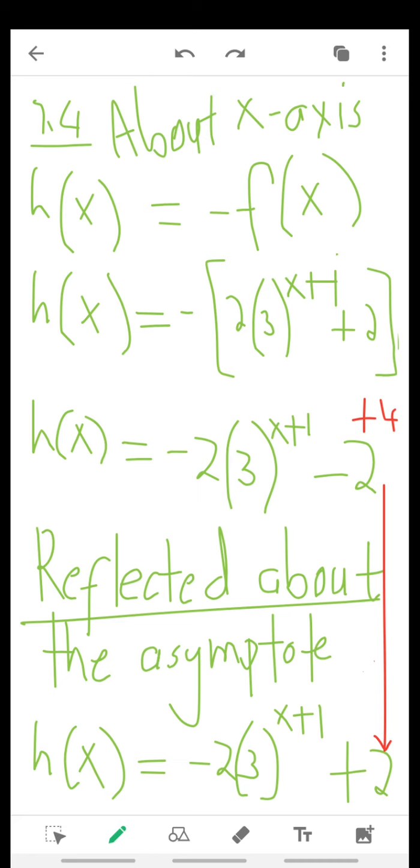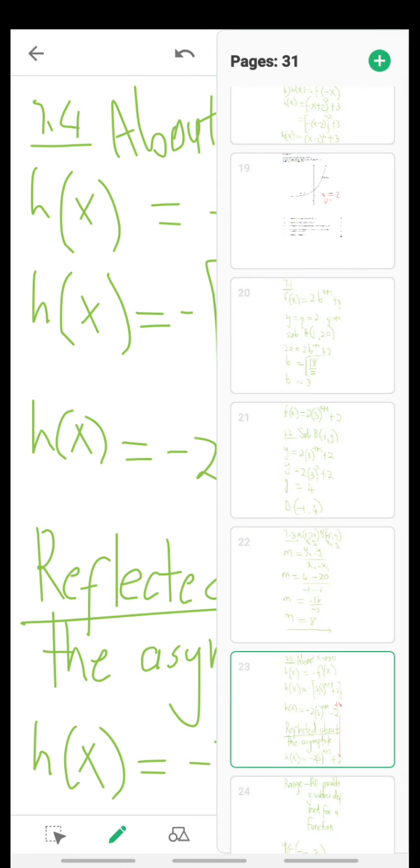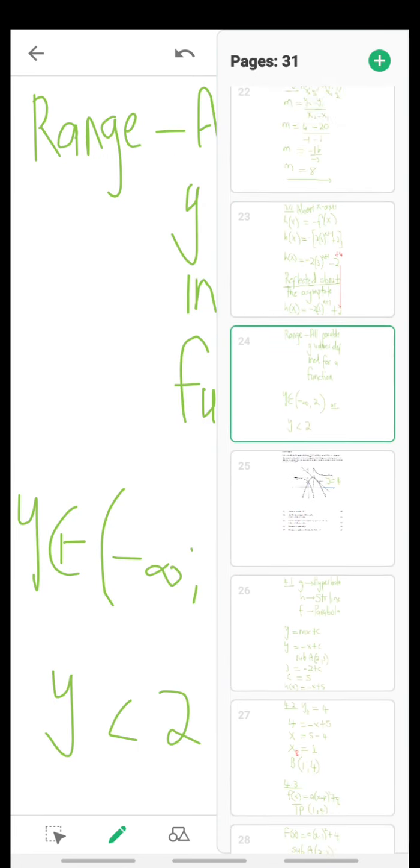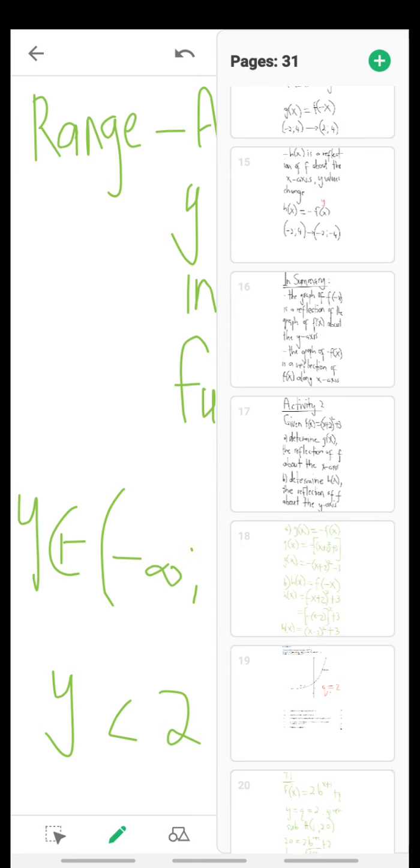So what does that mean? It means you need to keep the same asymptote. So since I've got a minus 2 here, how do I get to plus 2? That is by adding a 4. So immediately I add 4, minus 2 plus 4, I get a positive 2. So the equation of h will be minus 2 times 3 to the power x plus 1 plus 2. Okay, very easy.